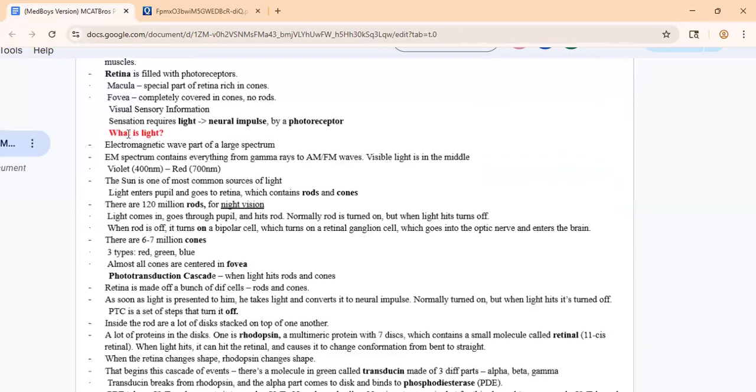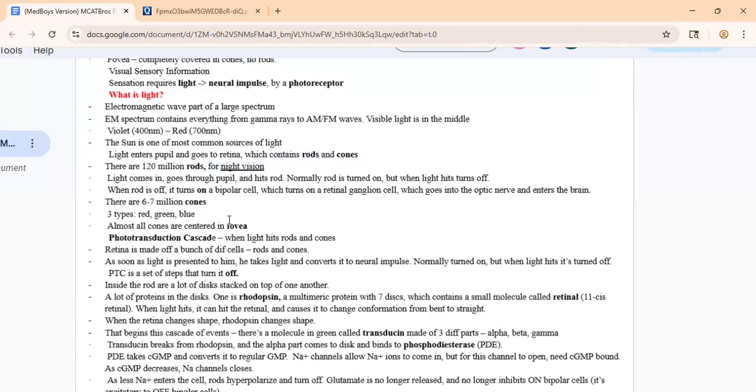Things to know is that when we have light that enters the pupil, it goes to the retina, which has rods and cones. So retina has your rods and cones. Rods are very good with night vision because rods are typically black and white, and cones are really good with color. So cones, color, C for color. We're going to have our three types, which are red, green, and blue. Cones is our girl. Fovea has our cones.